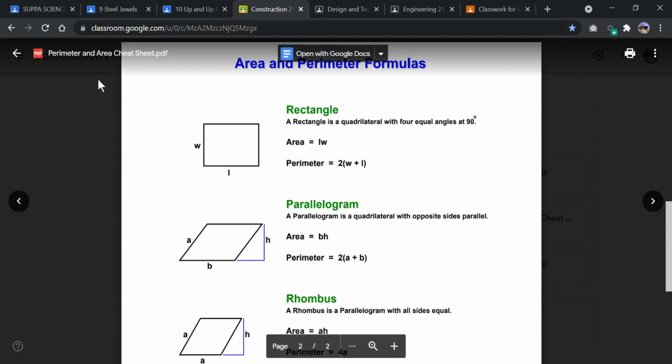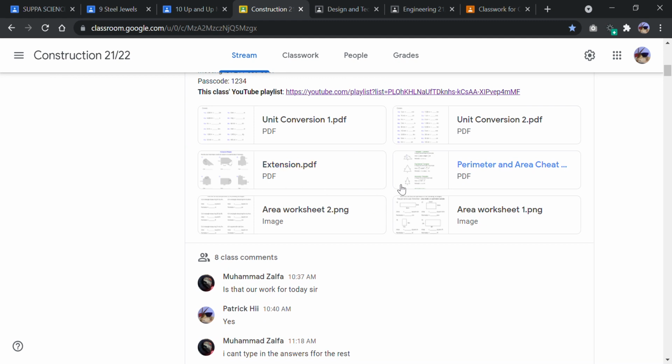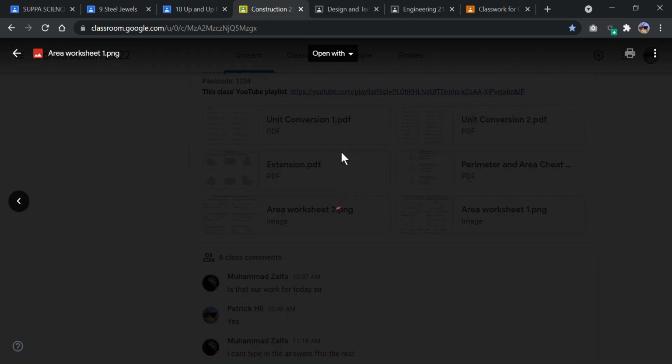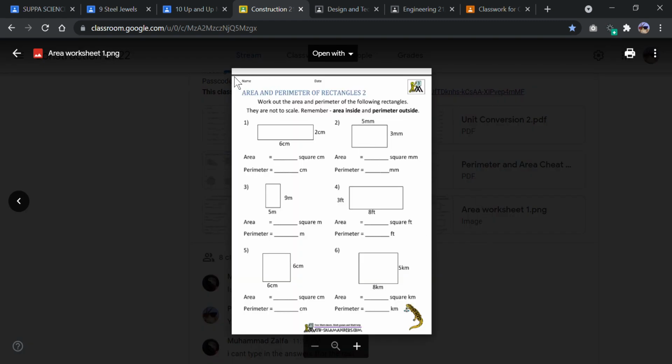All right, so now let's have a look at this worksheet here. I have done the measurement unit worksheet. Yep, cool. Yep, thanks so much. Just upload it to Classroom.